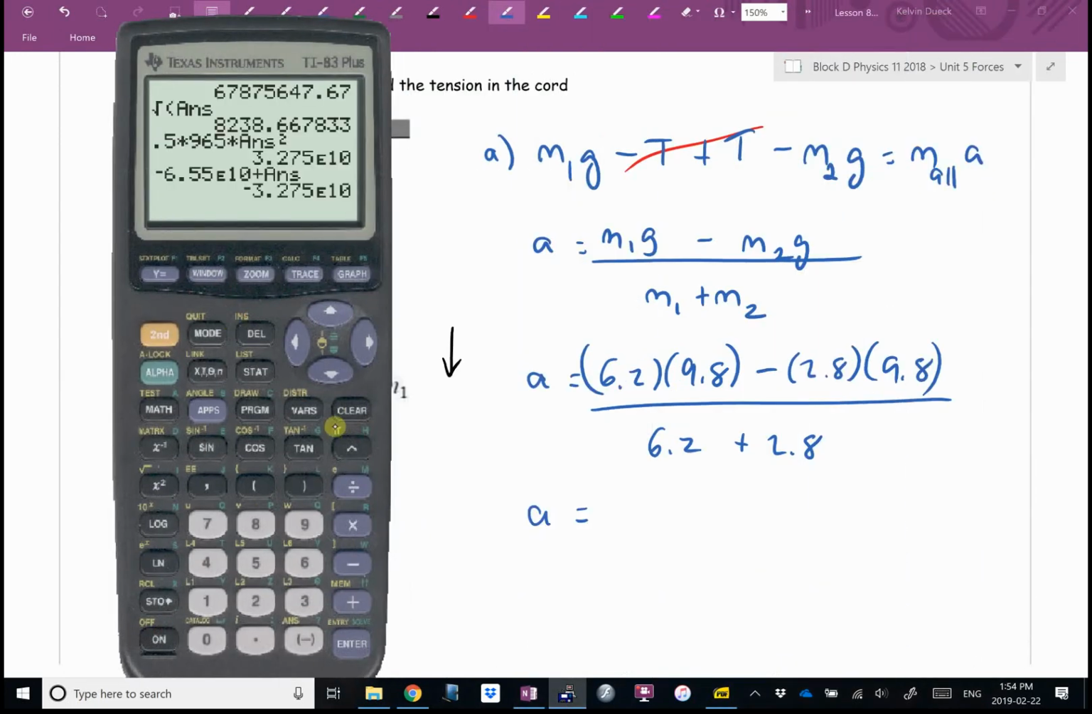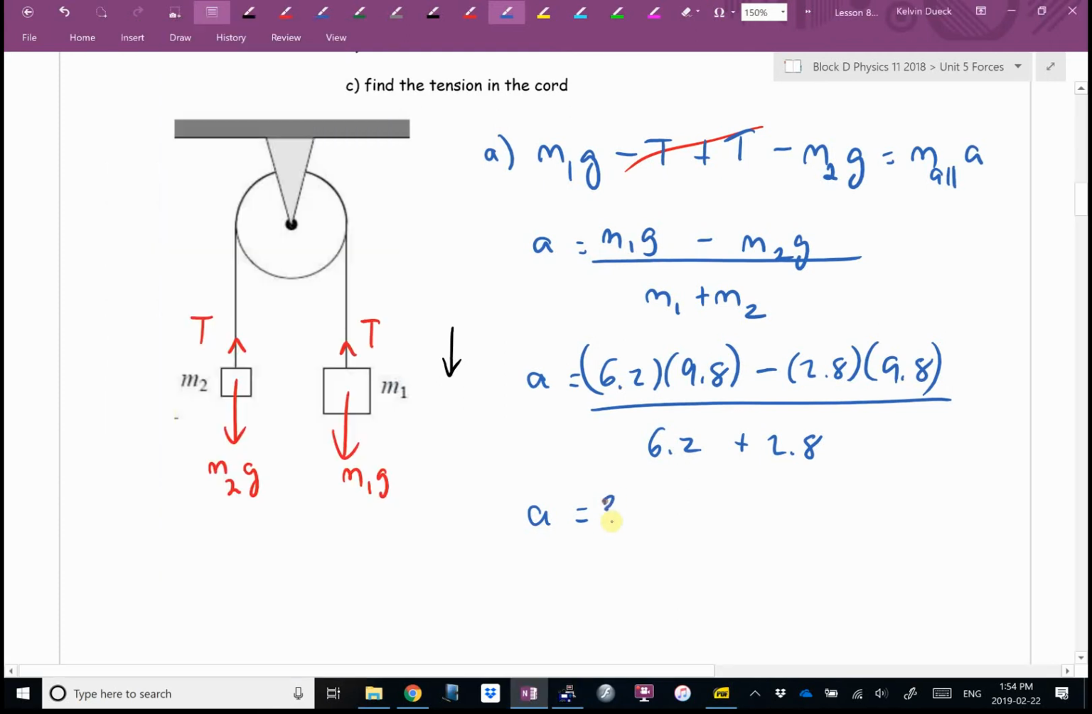So now you're typing it in, right, Blake? Good. 6.2 times 9.8, take away 2.8 times 9.8, close off the top, divided by, open a bracket, 6.2 plus 2.8, close off the bottom. Do you get 3.70 and then 2 repeating? I'll go 3.70. Units, Savannah, it's an acceleration.